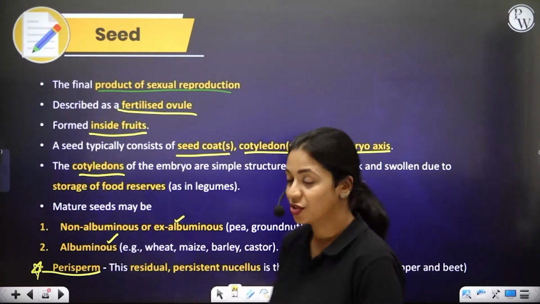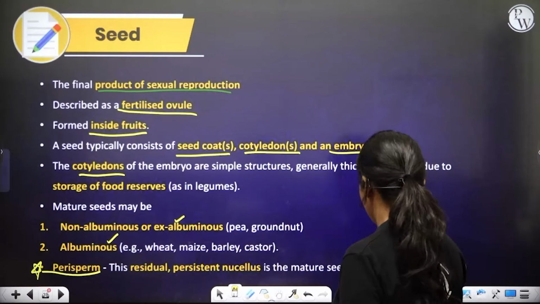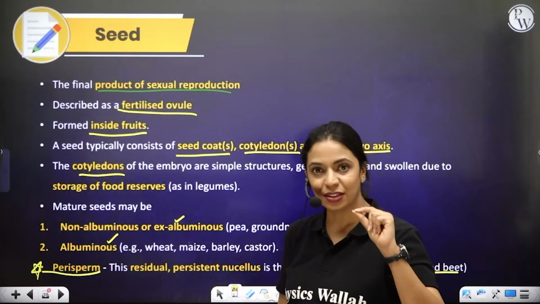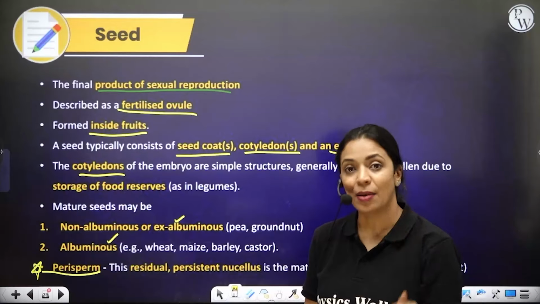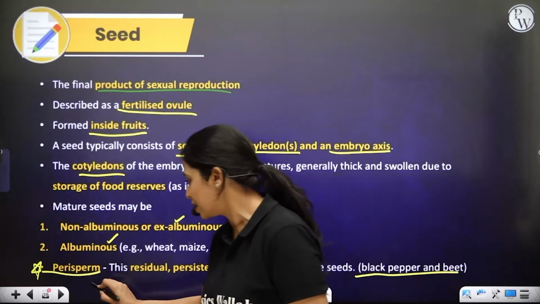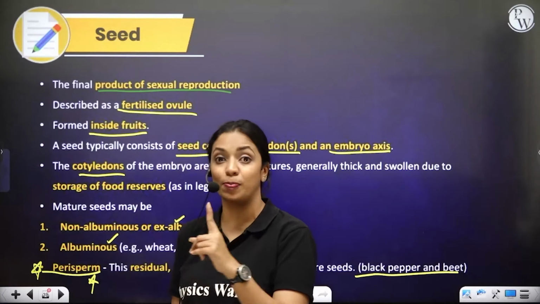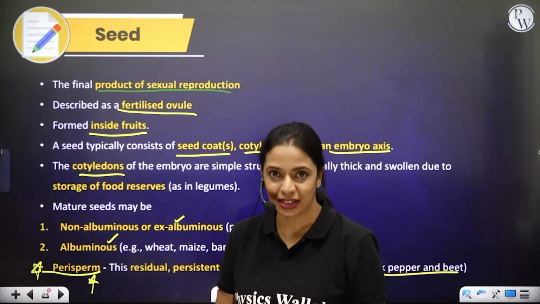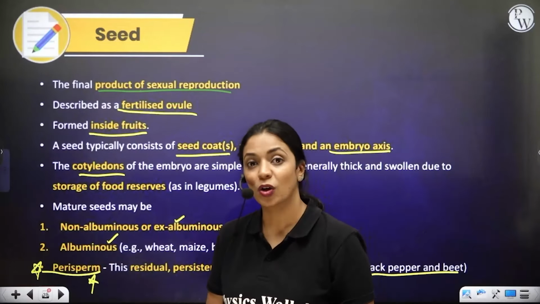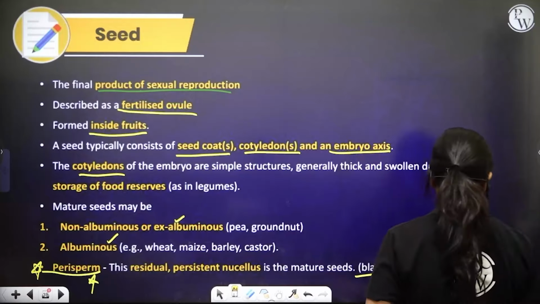Sometimes in some plants such as black pepper and beet, even within the seeds you can see a thin layer of nucellus still persisting. That remnant persistent nucellus is known as perisperm. Peri means around, sperma means seed. So outer one layer you can see of nucellus being still present. That is called the perisperm. You can observe that in these plants.